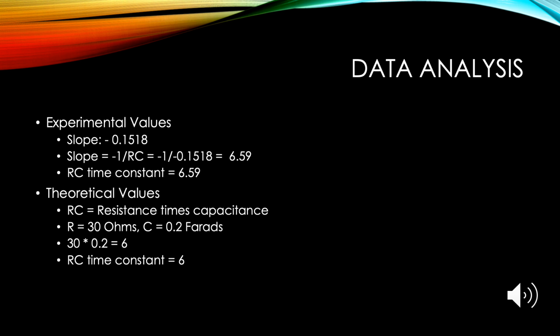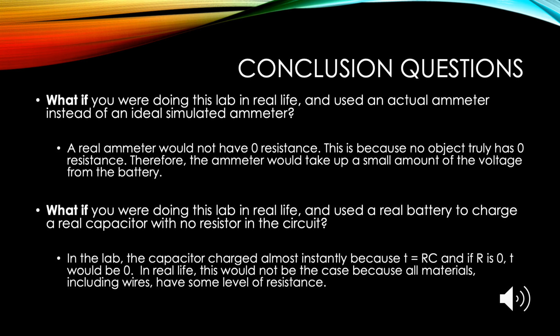Theoretically, however, this time constant should have been 6, because to calculate the time constant, you must multiply the resistance by the capacitance. Using the two values used in the circuit, this value should have been 6. If we had used an actual ammeter, it would not have had zero resistance. This is because no object ever truly has zero resistance. Therefore, the ammeter would take up a small amount of the voltage from the battery.